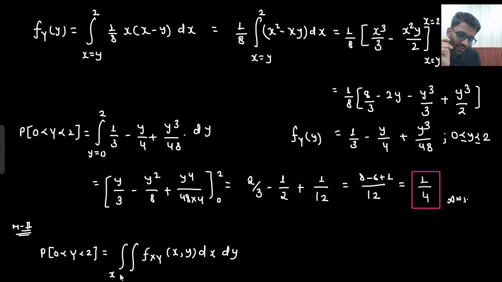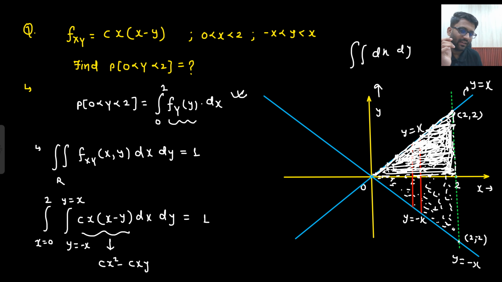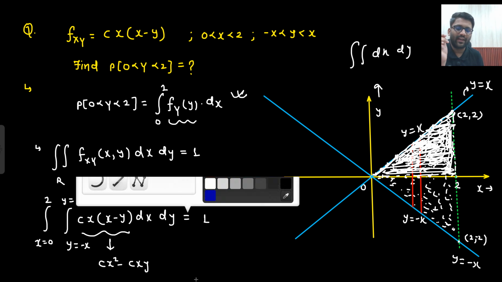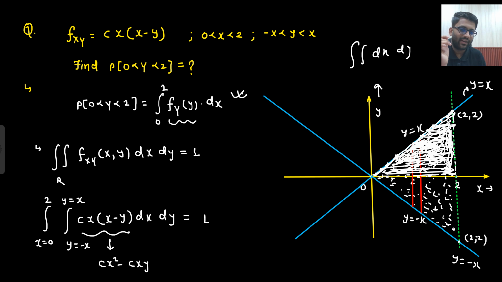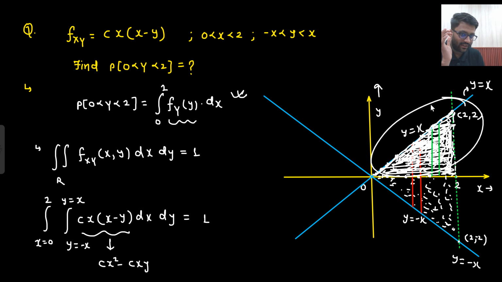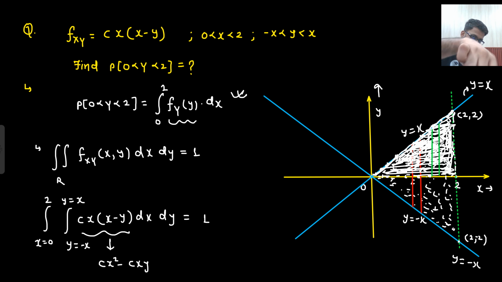You know that x is going from 0 to 2 in this region. And if I take a horizontal strip, what I would see is that my y is going from 0 to x. You are not going to put y going from minus x to x. In this particular region, if you take a horizontal strip, then x is going from 0 to 2 and y is going from 0 to x.